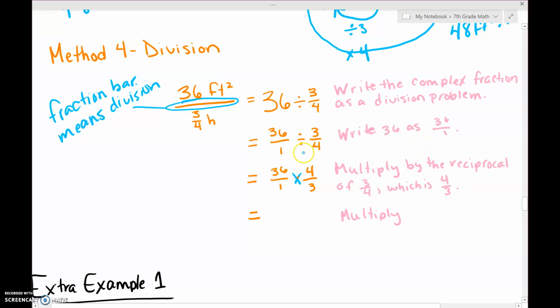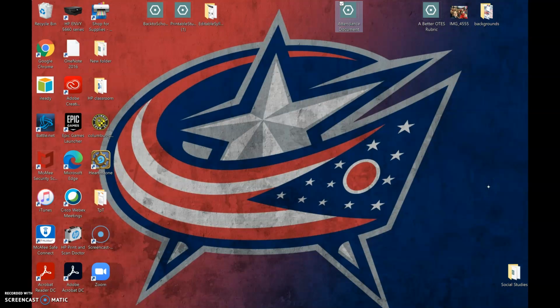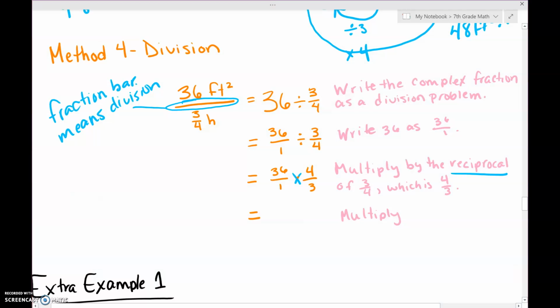Then I have to multiply by the reciprocal, or the multiplicative inverse. You guys got to see my Blue Jackets background. The multiplicative inverse of 3/4 is 4/3. So now I'm going to multiply. I'm going to look for common factors. Well, I'm going to guess that because 3 is a factor of 6, it is a factor of 36.